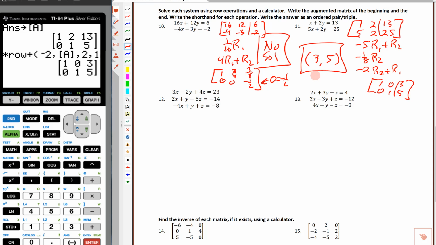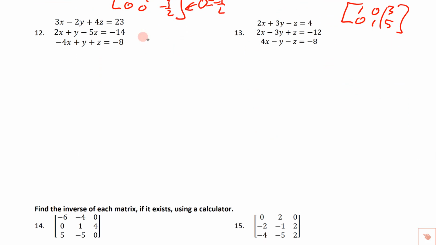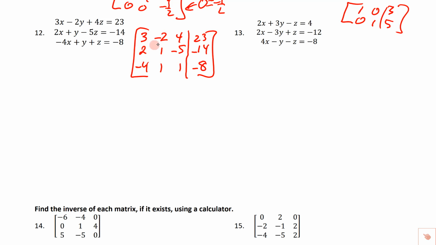Okay, let's take a look at the next one, and I'll go full screen on this one. Well, actually, I think what I'll probably do is just write down the two augmented matrices here before I make this smaller. So here is the first one. So notice that there's no real shortcut to any of these. So I'm just going to go ahead and write them down. 3, -2, 4, 23, 2, 1, -5, -14, and -4, 1, 1, -8. Okay, let me just double check and make sure I got that right. Looks good.